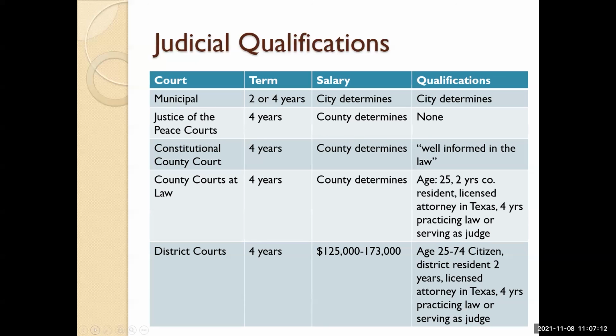Notice that the companion court, the county court at law, which is, remember, the exact same jurisdictional levels plus some that are created by statute by the legislature, has a 4-year elected term, and the county determines the salary, but look at the qualifications. Here's what our legislators believe ought to be the qualifications to be a judge at the county court at law. We're looking at an age requirement of 25, a residency requirement that they live in the county for 2 years prior to being elected, that they be a licensed attorney in Texas, and that they have 4 years of experience practicing law or serving as a judge. That's a much higher level of qualification.